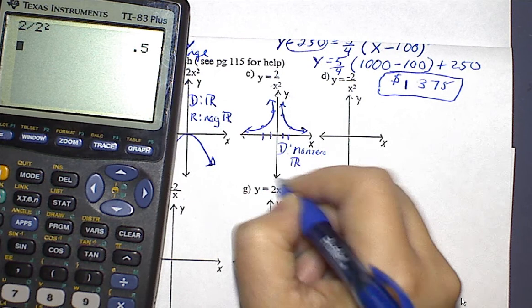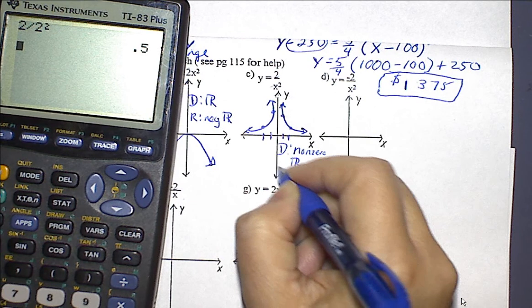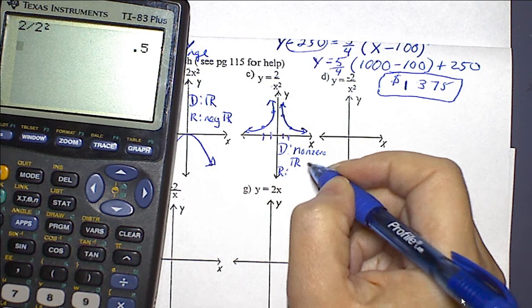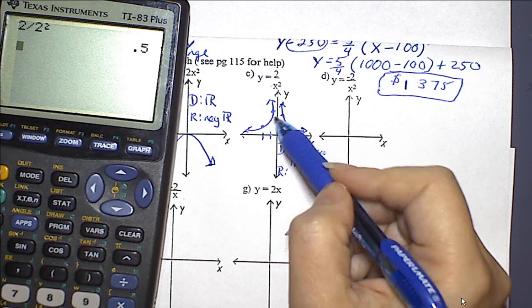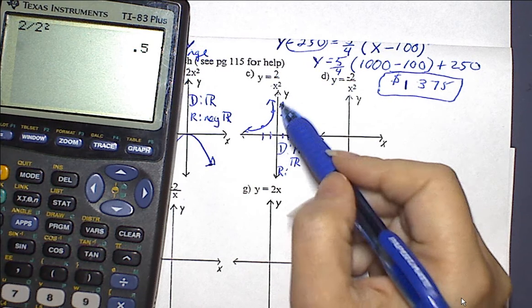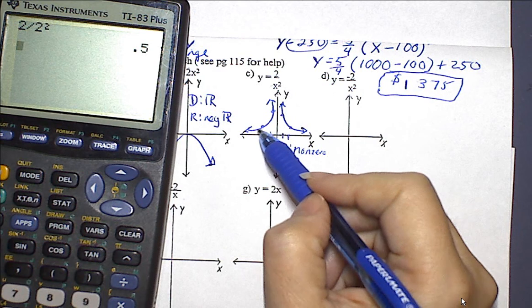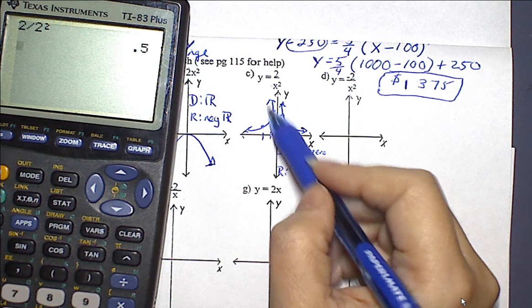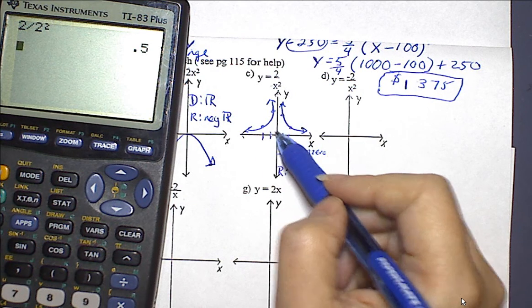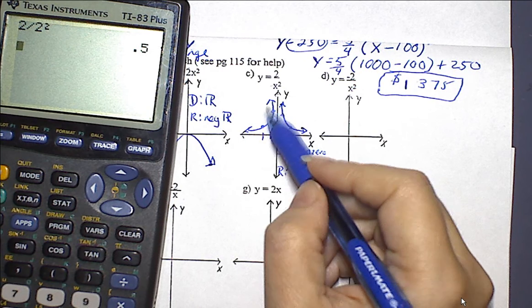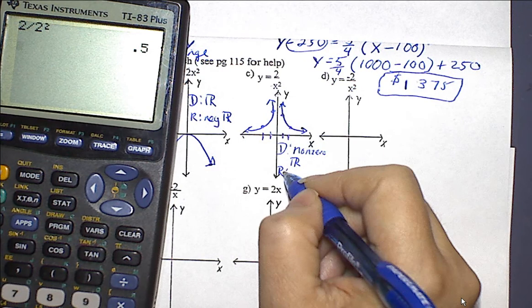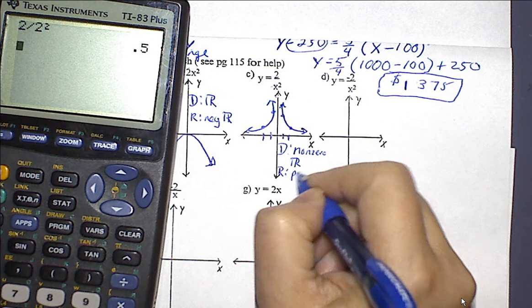And my range is also, because you see how my range is non-zero because it's not going to give me 0, but it's also going to be positive. So we have positive non-zero real.